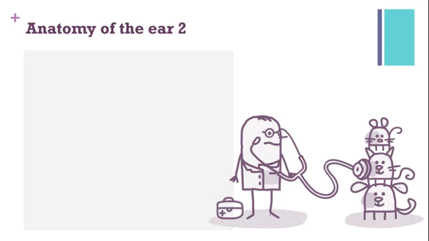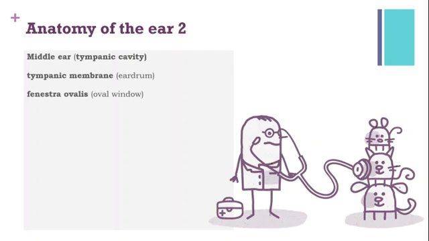The middle ear, or tympanic cavity, is separated from the external ear by the tympanic membrane or eardrum, and from the internal ear by a thin bony partition that contains two small membrane-covered openings, the fenestra ovalis or oval window and the fenestra rotunda or the round window. The anterior wall of the middle ear contains an opening that leads directly into the auditory tube or eustachian tube.